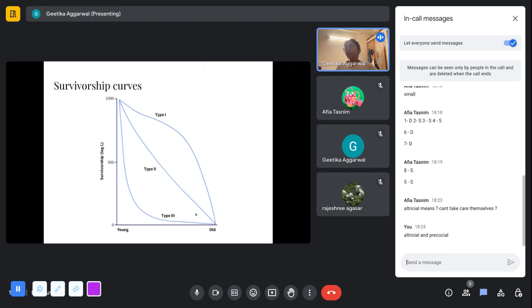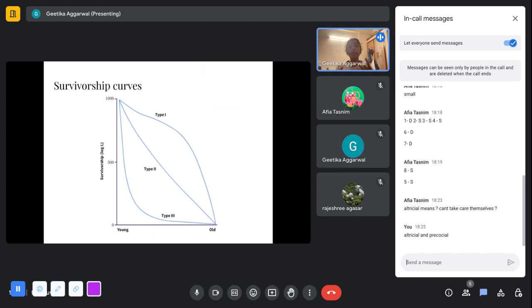For type 2 survivorship curves, the survivorship continuously decreases linearly with age. So young ones have high survivorship, but as they grow old, the survivorship keeps on decreasing continuously. So this is an intermediate survivorship curve between type 1 and type 3, and the type 3 are the ones which have a high mortality at a young age, but then the survivorship stays more or less the same from mature individuals to old individuals.